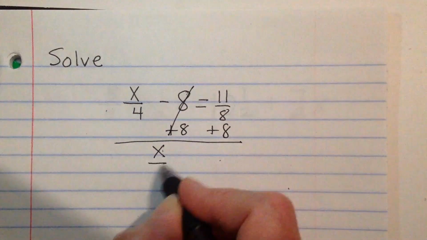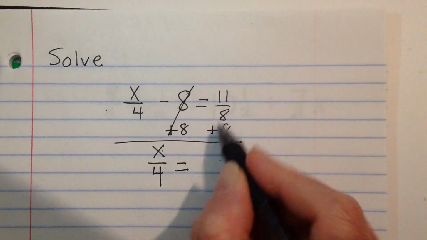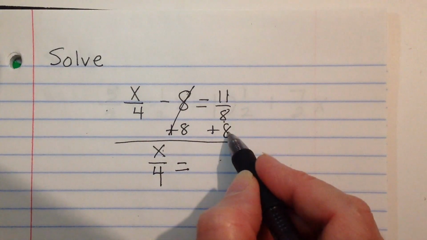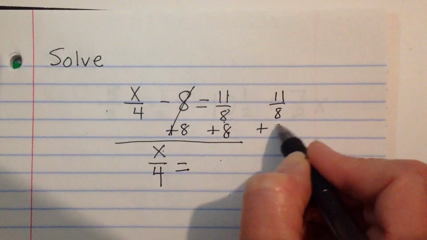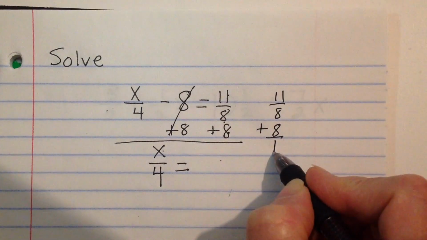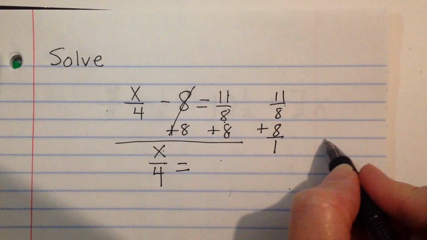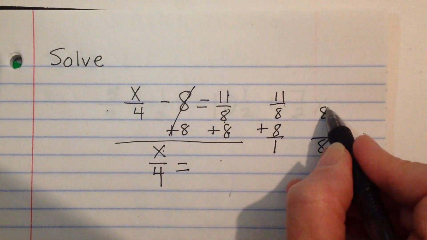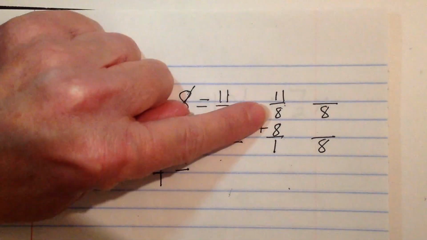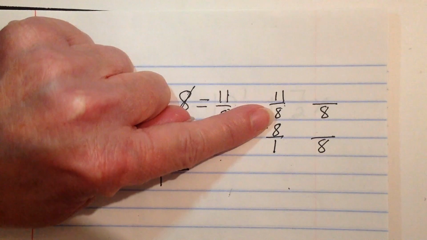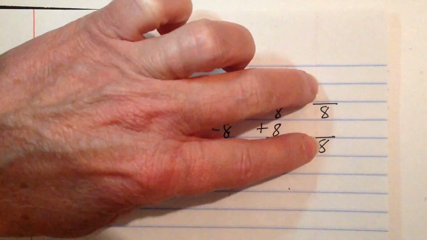I get x divided by 4 equals 11/8 plus 8. So I have 11/8 plus 8 over 1. To add these two fractions, I have to get a common denominator. My common denominator has to be at least as large as your largest denominator, which is 8. So I'm going to convert both of these fractions to 8s.